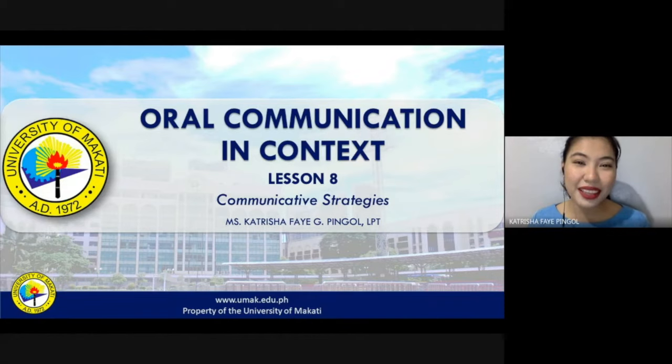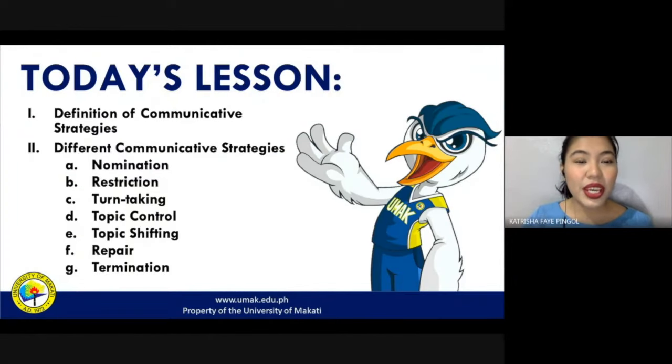For our 8th lesson, we will be talking about communicative strategies. So for today, we will be talking about the definition of communicative strategies as well as the different strategies that we use whenever we communicate. That includes nomination, restriction, turn-taking, topic control, topic shifting, repair, and termination.